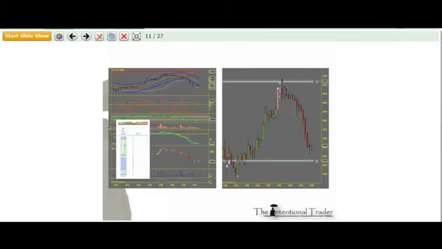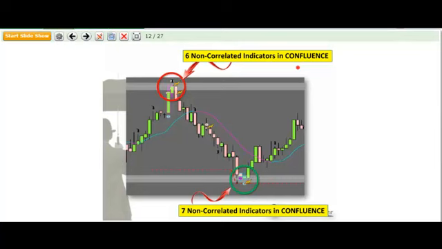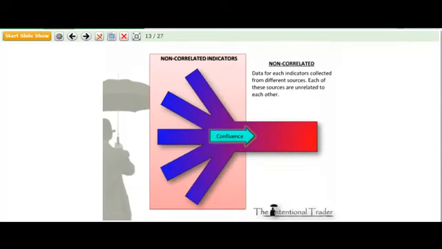The important thing is to make sure that you have non-correlated indicators to determine your confluence, meaning the data you're using to generate a signal come from completely different sources of information, yet they all agree with each other. Okay, so there's non-correlated confluence. Let's talk about that for a second.